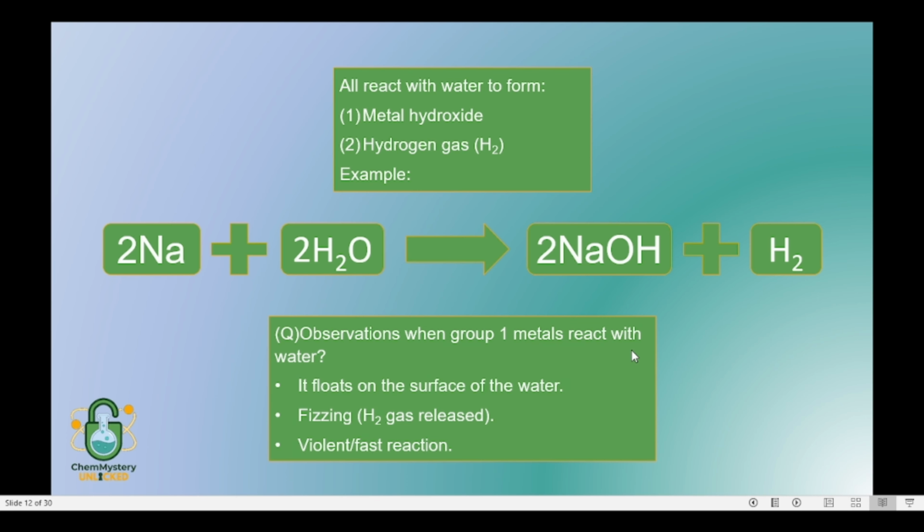What are the observations when group 1 metals react with water? It floats on the surface of the water. The metal floats on the surface of the water. Surface पे float करता हुआ आप लोगों को नजर आएगा metal. Second है fizzing. H2 gas is released. Fizzing होती है हमारे पास due to the release of hydrogen gas. हमारे पास जब भी हाइड्रोजन गैस रिलीज होती है तो फिजिंग होती है. ओके, वायलेंट फास्ट रिएक्शन होता है भाई. As we move down the group the reaction is more vigorous. क्यों भाई? हमारे पास इलेक्ट्रॉन्स इजीली लॉस हो सकते हैं, तो वायलेंट फास्ट रिएक्शन होता है ग्रुप 1 मेटल्स में.